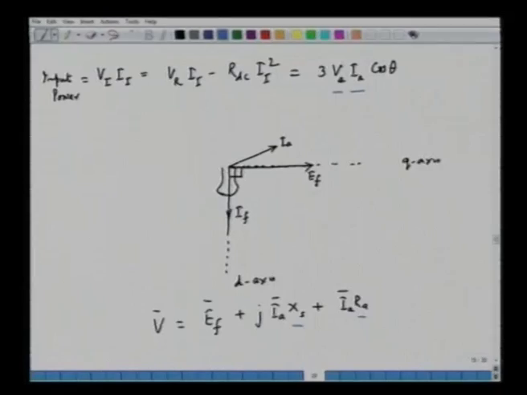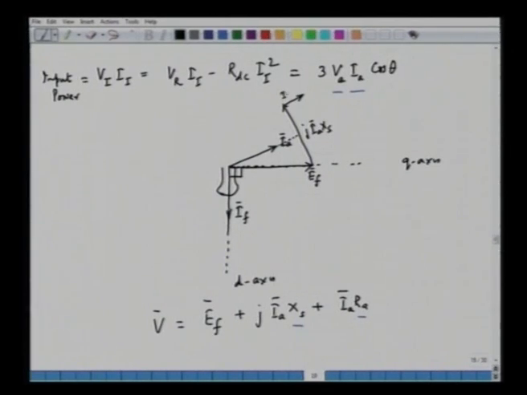In this case we have EF and we have IA, and we can of course draw jIA XS. So, what is jIA XS? We can draw this: the current and jIA XS will be at a right angle to each other, and then we have IARA in this direction. These are all phasor quantities, so we have to show them appropriately by phase angle and amplitude.